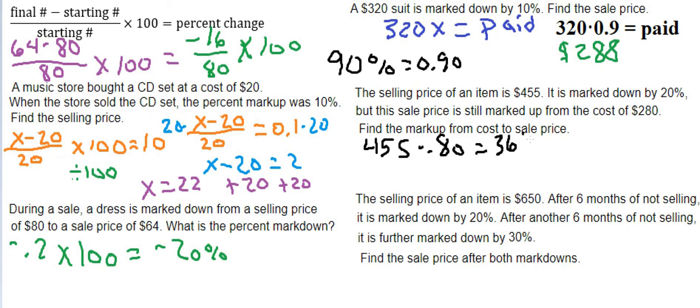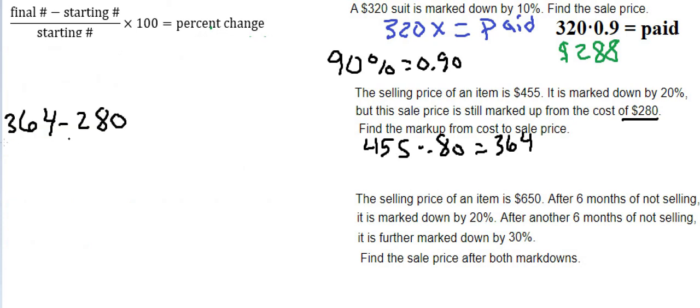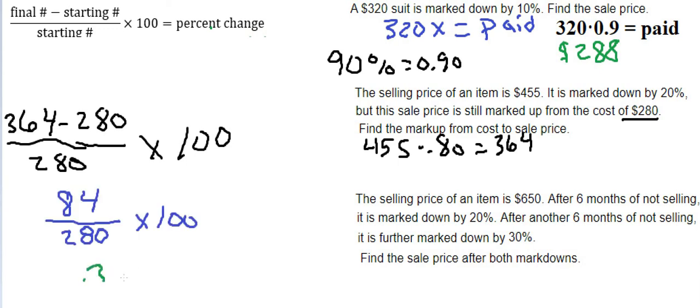So this is the price we're paying, but we want to find the markup from the cost of $280 to the $364. So now we're going to use that formula there on the top left. The 364 is the final number there. The starting number was the $280. Once we have it in our equation, we're just going to subtract. 364 minus 280 is 84. So we're going to have 84 divided by 280 times 100. And that gives us 0.3 times 100, which is 30%. So this is a 30% markup from the cost to the selling price.